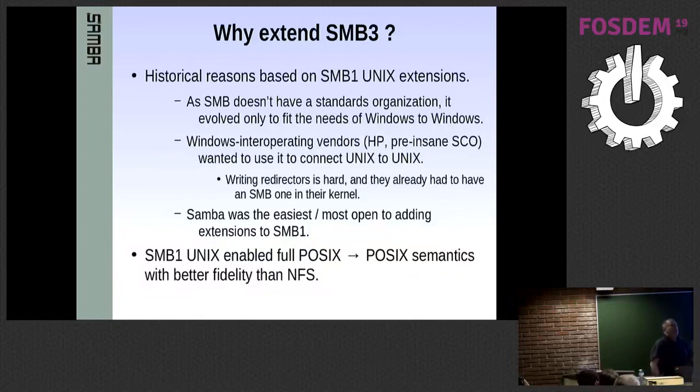So SCO, HP, and a few other vendors started proposing additions to SMB1 to make it work better between Unix to Unix. Because if you're aware, Windows to Windows has case-insensitive path names, deleting files works differently, renaming files works differently, file locking is completely different. The semantics don't match. So by extending SMB1, they could make the semantics match Unix to Unix much better, so that Unix applications would get the semantics that they expected when they mounted a remote file system.